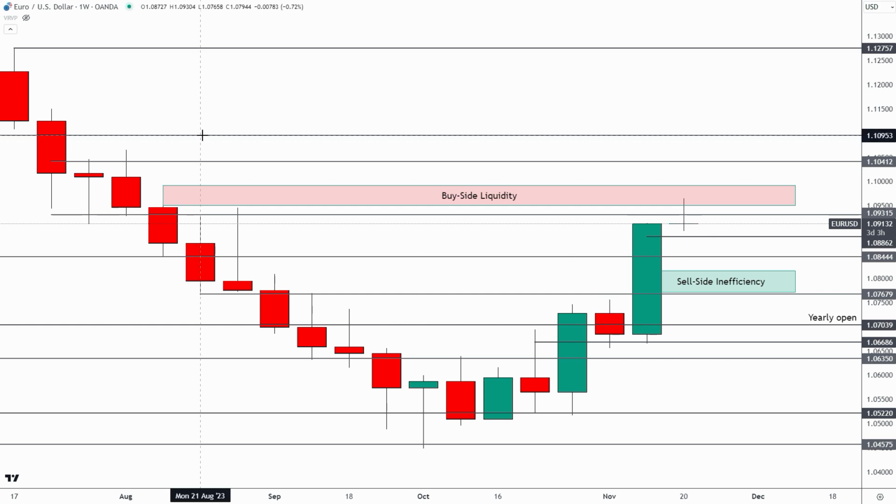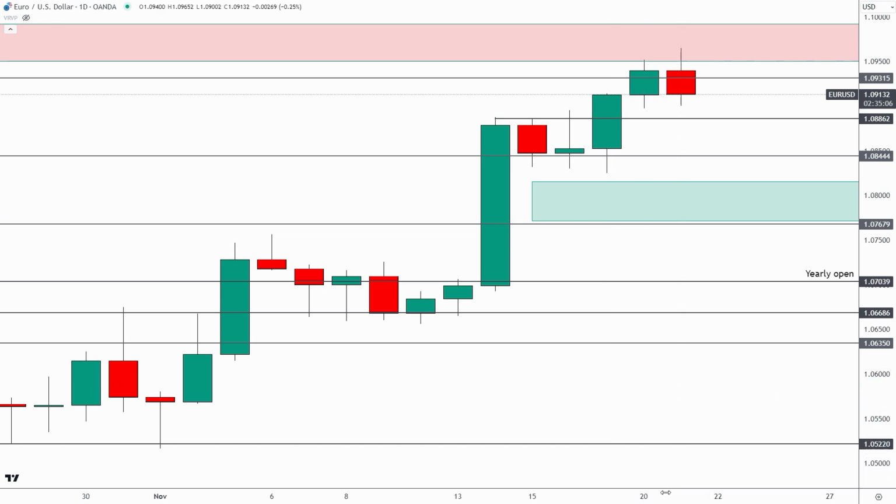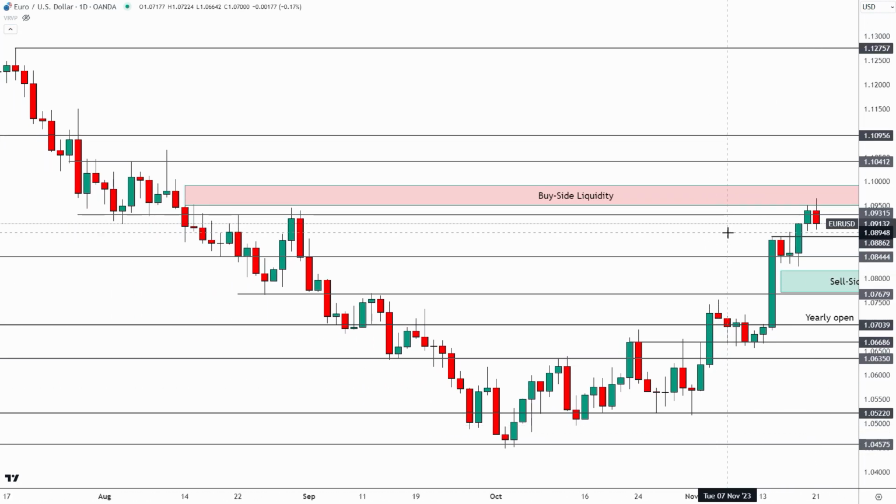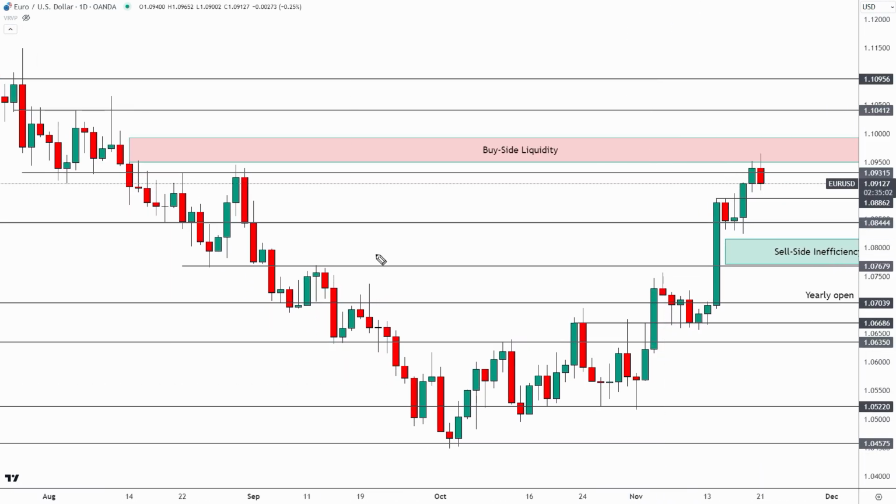There's still more work for sellers to do to really force a reversal here from the Euro, but so far, based on yesterday's video, 109.60, today's high is 109.65. That is a pretty decent short right there if you did take it.